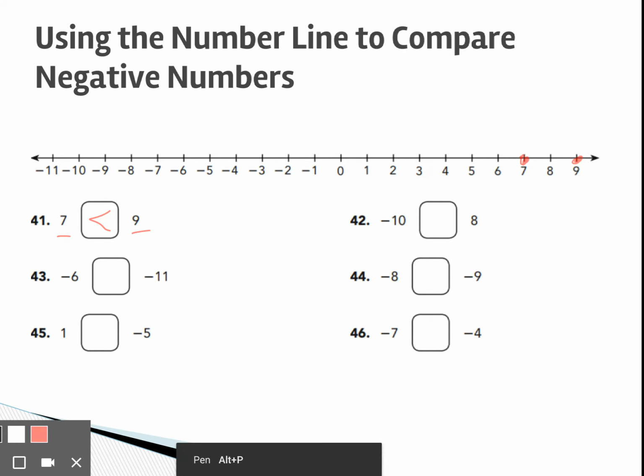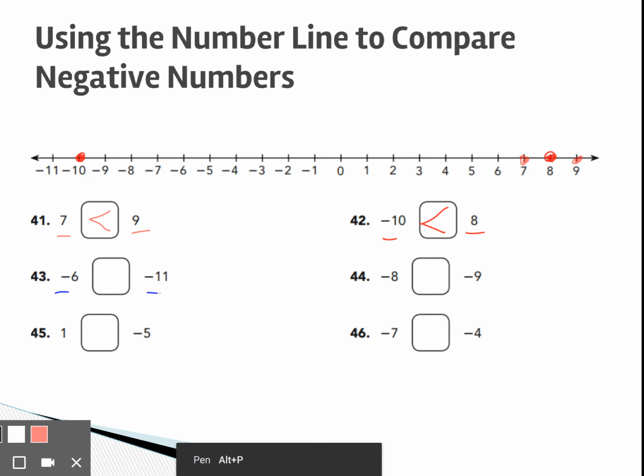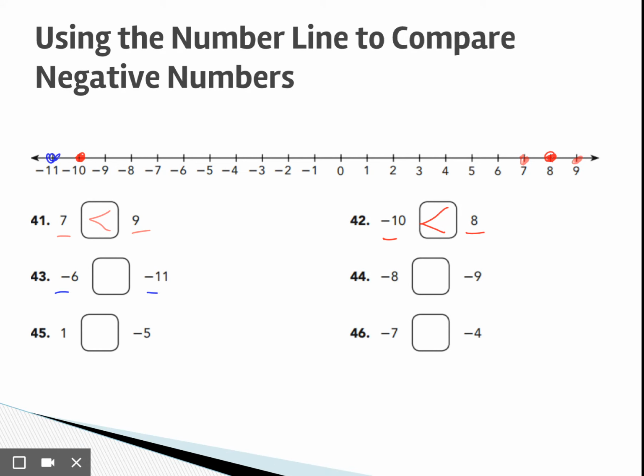In the example here, -10 and +8. Here's -10. Here's +8. Of course, a positive we know automatically is way further to the right. So -10 is less than +8. Number 43, -6 and -11. Here's -11. Here's -6. I'm looking for my dot that's further right or closer to 0 on the negatives. So -6 is greater than -11.